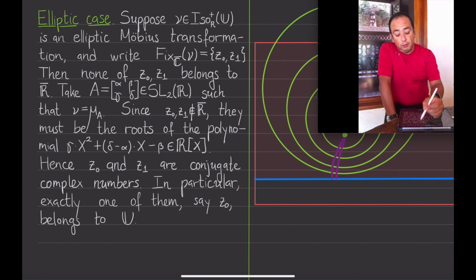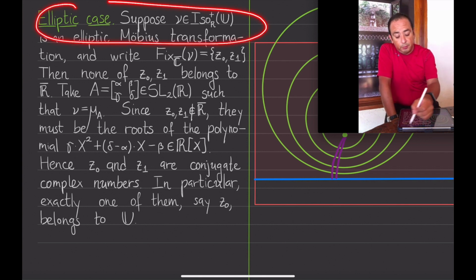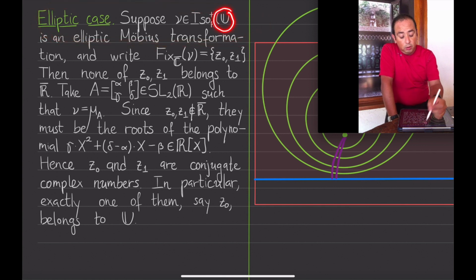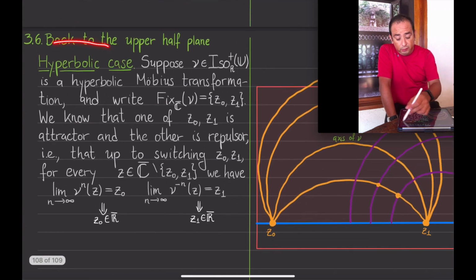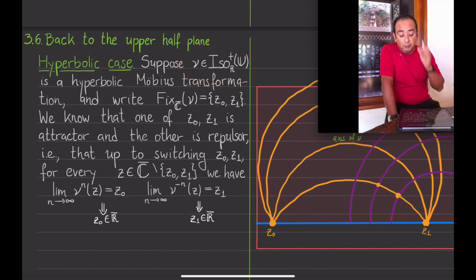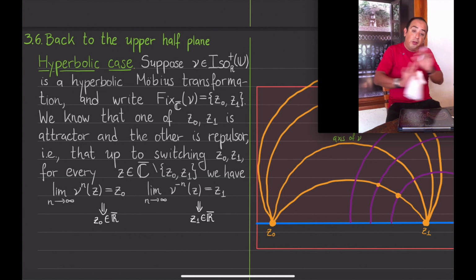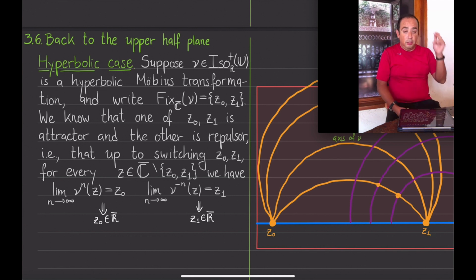So any elliptic Mobius transformation preserving U bijectively has exactly one fixed point in U, right? So exactly two fixed points in C bar, but exactly one fixed point in U, right? Just similar to here, that the fixed points are not in U, right? So for a hyperbolic isometry of U, there are no fixed points in U, right? There are two fixed points, and the two fixed points lie in R bar.